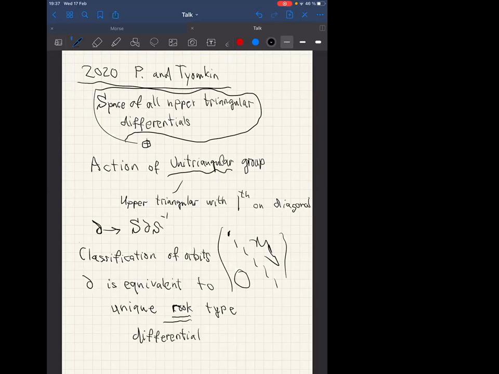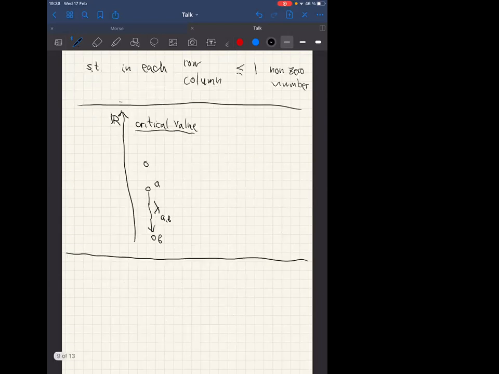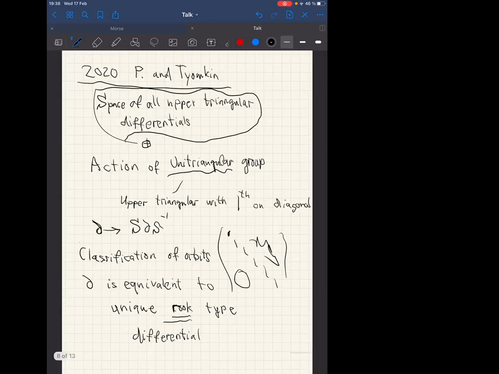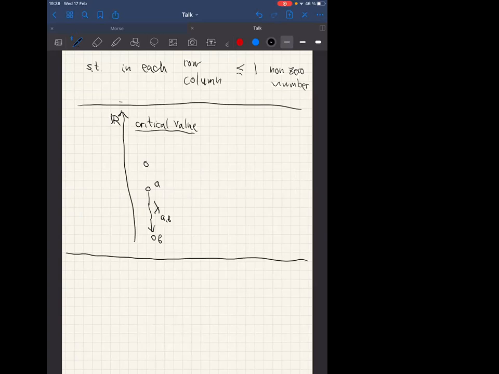Okay, and the theorem describing those orbits is the following: that each orbit contains exactly one rook type matrix of differential. It's a matrix such that in each row and in each column there is at most one non-zero element. This is called rook type, yes? Yes, thank you. It's exactly the definition of a rook type matrix.